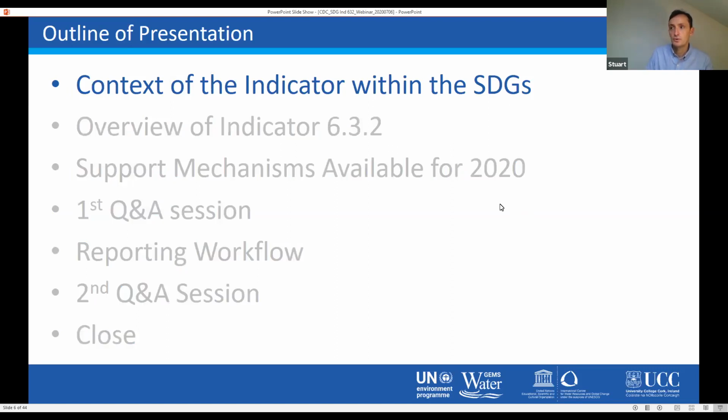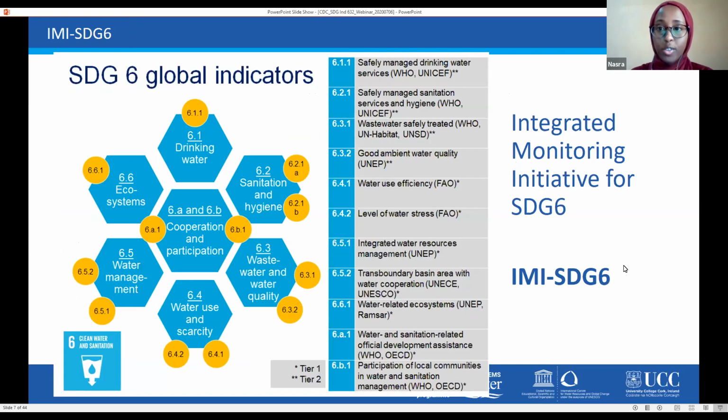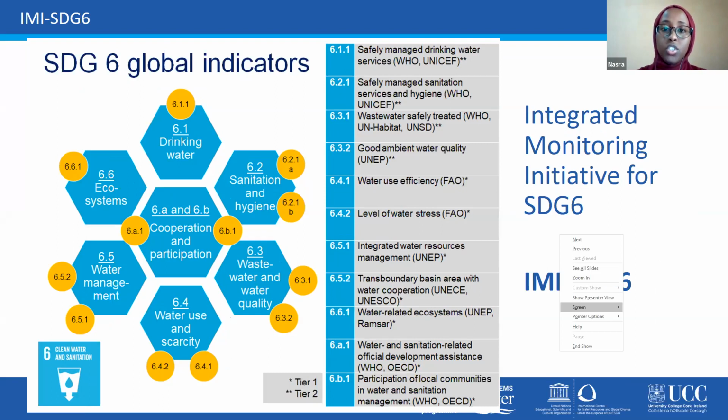Okay, so without any further ado, I'd like to hand over to Nasra. Hi everyone. Thank you, Stuart. So on this slide, I will give a quick update on the UN Water Integrated Monitoring Initiative for SDG 6, which in short is called IMI-SDG6. Through this initiative, the UN seeks to support in monitoring and reporting in water-related SDG indicators, and various UN agencies are involved. In this slide, you are seeing an overview of all of the SDG 6 targets and indicators, and which agencies are working on them.